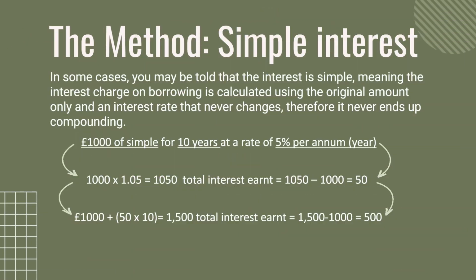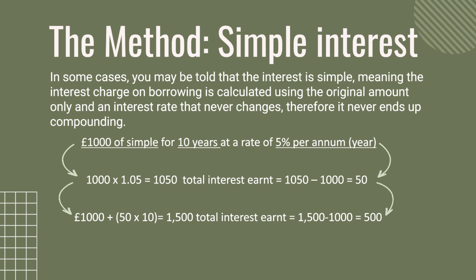In some cases, you may be told that the interest is simple, meaning the interest charge on borrowing is calculated using the original amount only and an interest rate that never changes. Therefore, it never ends up compounding.